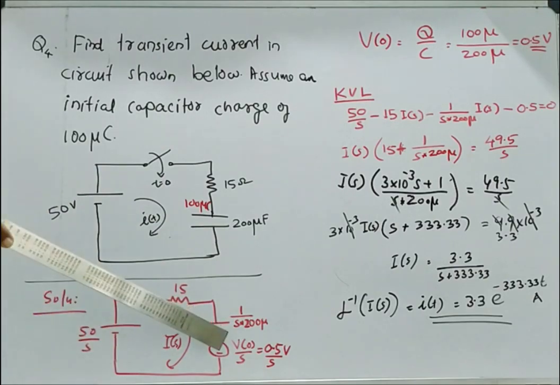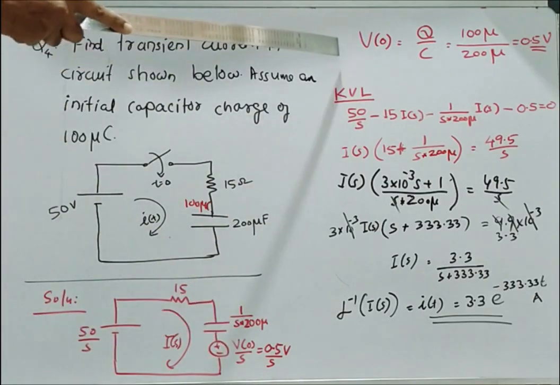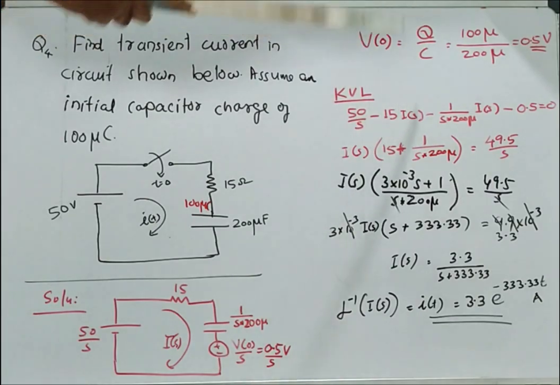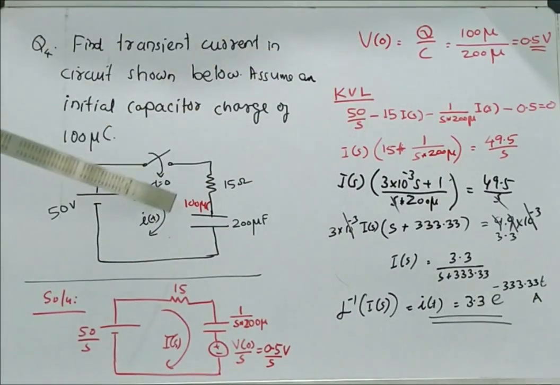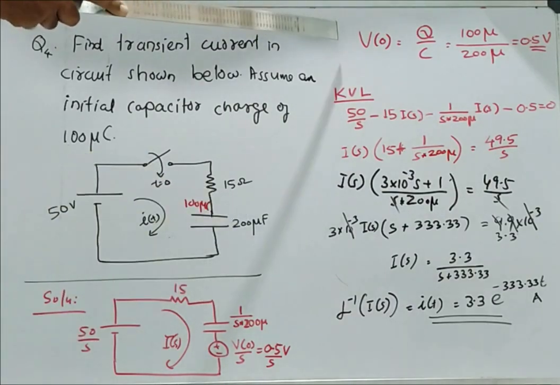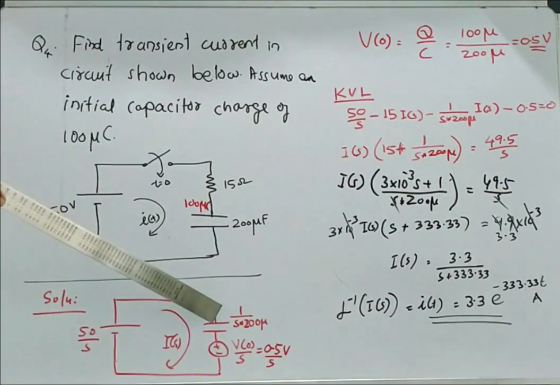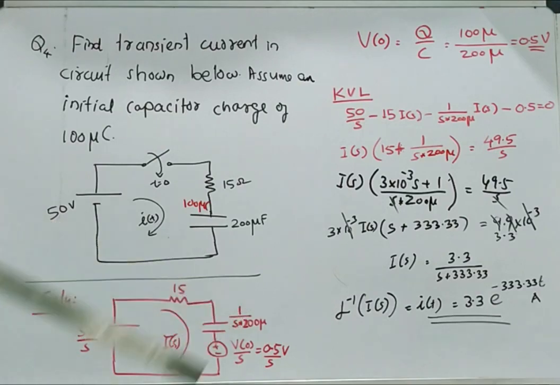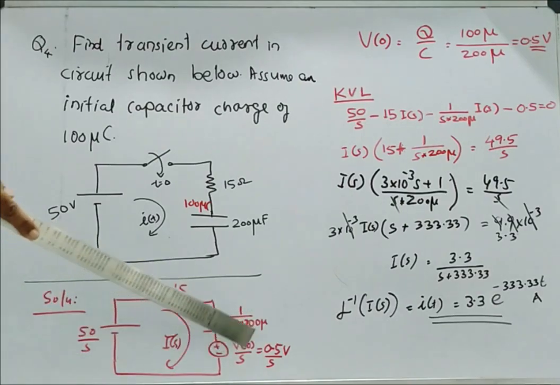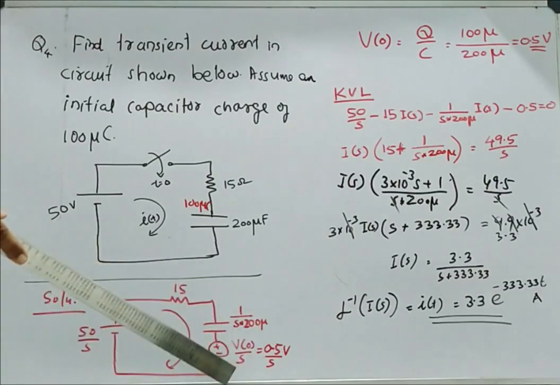So how do we find V0? We know V0 is equal to Q by C. Q is 100 microcoulomb and C is 200 microfarad. Substituting, we obtain the initial voltage V0 as 0.5 volt. Now in the equivalent circuit, 1 by Cs becomes 1 by S into 200 micro, and V0 is 0.5, so 0.5 by S.